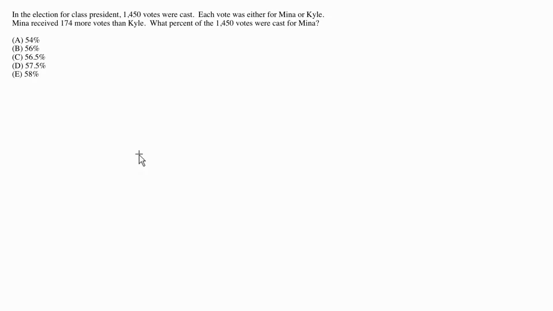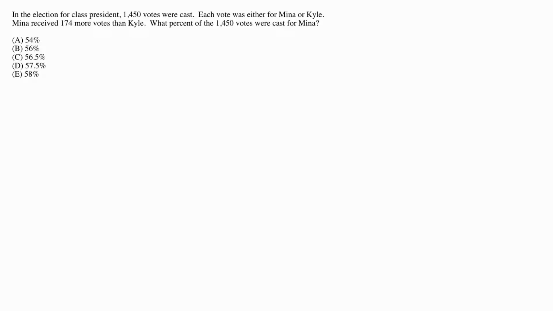Let's try this problem. In the election for class president, 1,450 votes were cast. Each vote was either for Mina or Kyle. Mina received 174 more votes than Kyle. What percent of the 1,450 votes were cast for Mina?